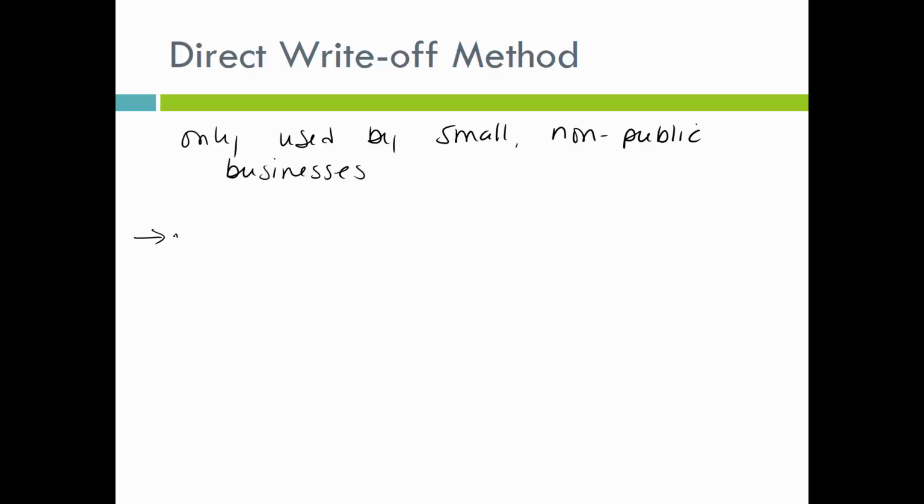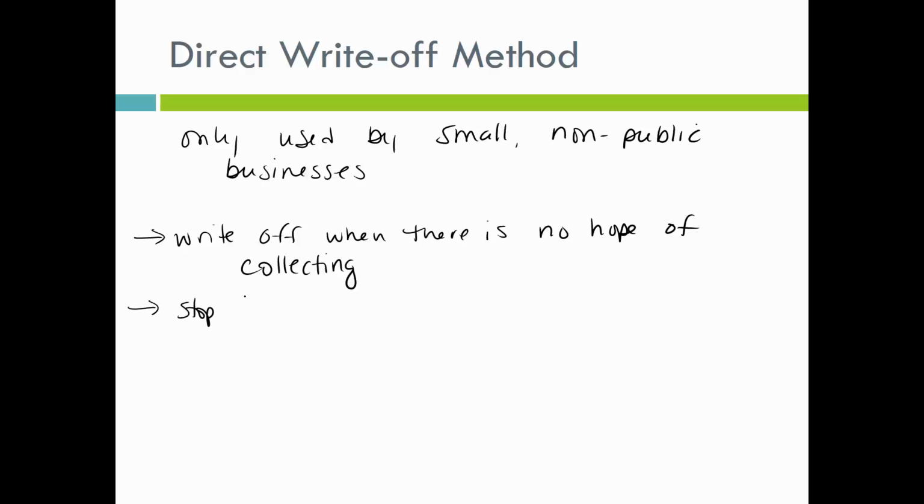I write off bad debts when there is no hope of collecting. And that's a little bit vague, which is why we can't use this for the allowance method, because in theory, it could have been a 30-day accounts receivable, and it's 5 years later, and you're still saying, no, I still think he's going to pay, and so you leave that on your books as an asset, when it really shouldn't be. You shouldn't be reporting that as money you're still expecting to receive. At this point, I stopped trying to collect it.